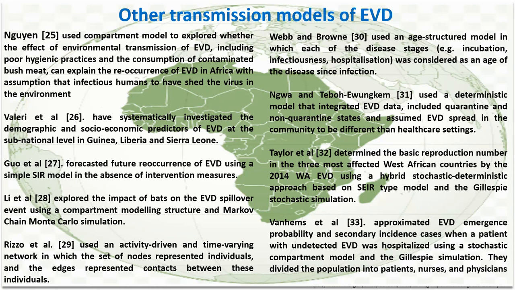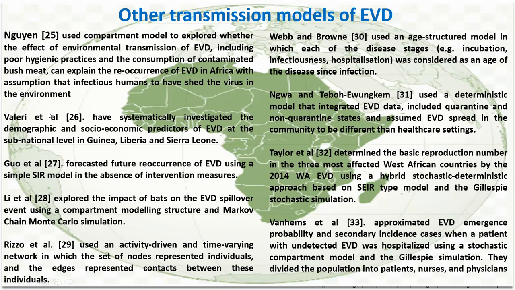The model also explains the recurrence of Ebola virus in Africa, with the assumption that infected people shed the virus in the environment. So as long as there is an infected person in the environment, this continues, because the infected person continues to shed the virus in the environment.